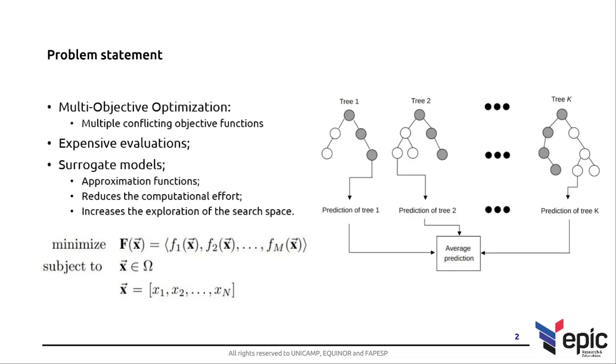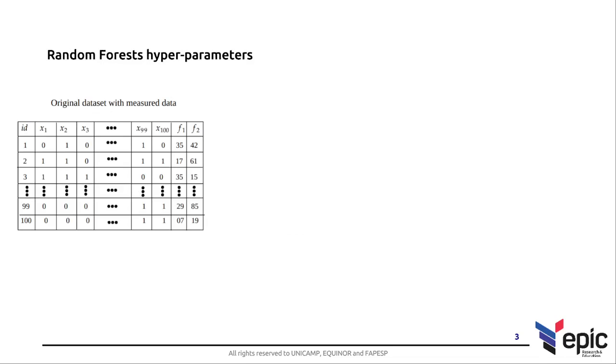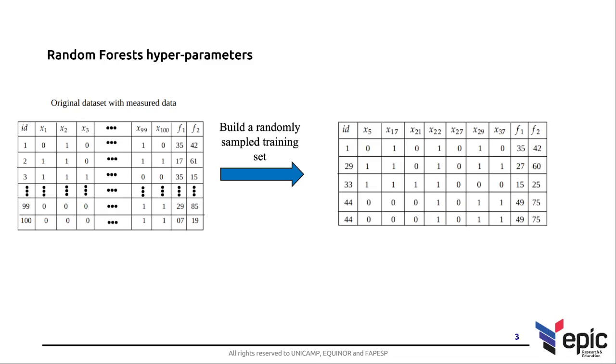However, random forests have several hyperparameters that must be defined before the prediction process. To illustrate this idea, let's suppose we have a regional dataset with measured data. We want to use this original dataset to train each one of the decision trees of the random forest. To do that, we have to build a randomly sampled training set for each decision tree, like this one here. We have the number of randomly sampled decision variables, the number of randomly sampled samples. We can decide if the bootstrap is on. If it's on, we can select each sample more than once.